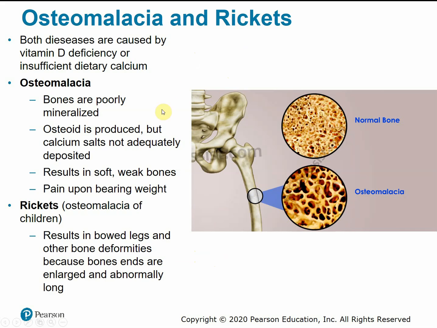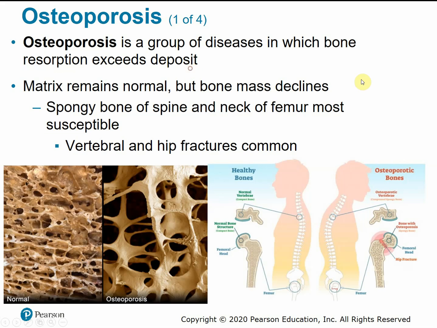But ultimately, the bones are poorly mineralized. So normal bone, you have kind of this dense structure. Osteomalacia, it's much more porous. So not as much osteoid is calcified. What results is softer, weaker bones that have pain upon bearing weight. So this is why the children's bones, since they're still growing, their legs will start to bow under their growing weight. Osteoporosis is a group of diseases in which bone resorption exceeds bone deposition.